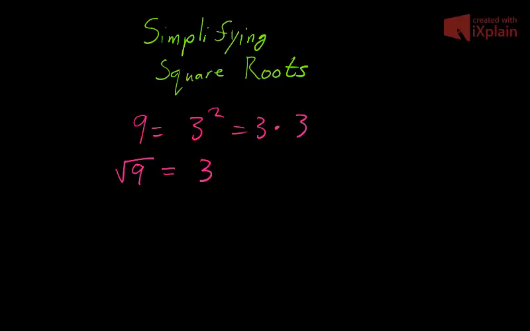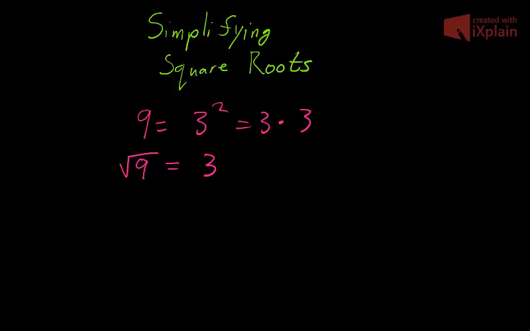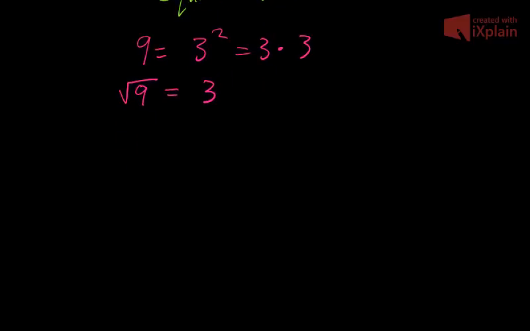Sometimes we get these giant square roots that are going to be really, really obnoxious and kind of hard to work with, and we're going to have to still work with them. But we don't want to keep them as giant square roots because that's no fun at all. So what we're going to do is use what's called the product property of square roots.